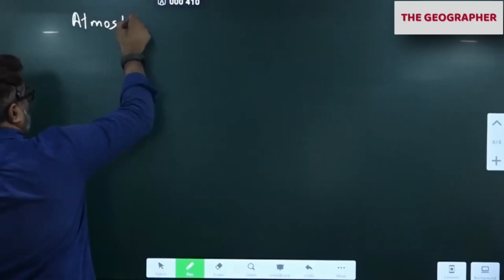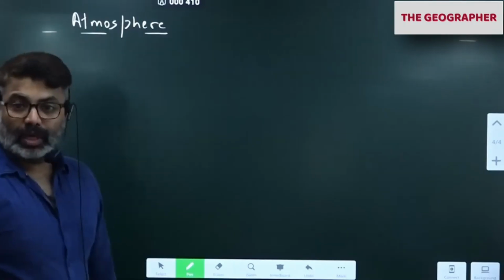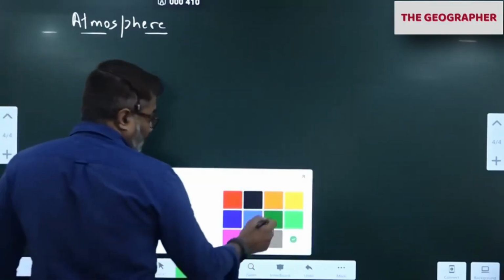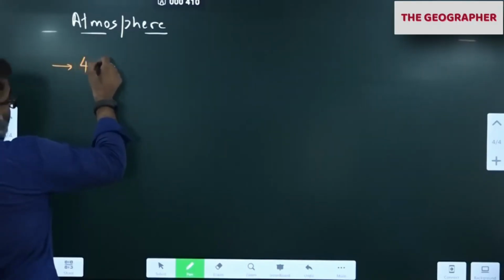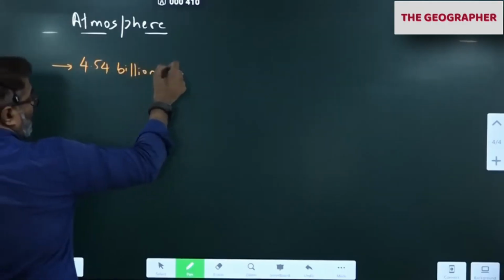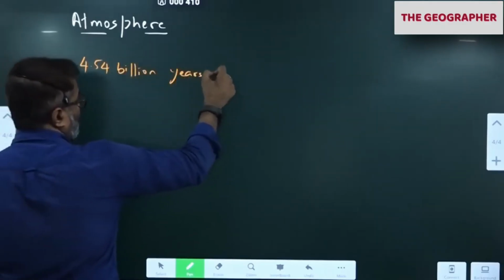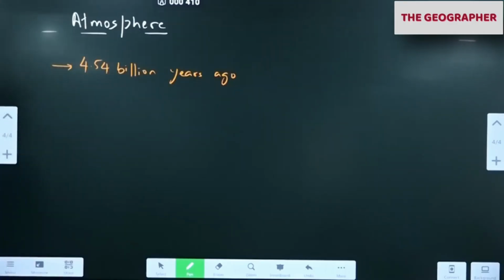What is atmosphere? We'll start with this. Remember, we were discussing this topic. Our planet Earth was formed around 4.54 billion years ago.